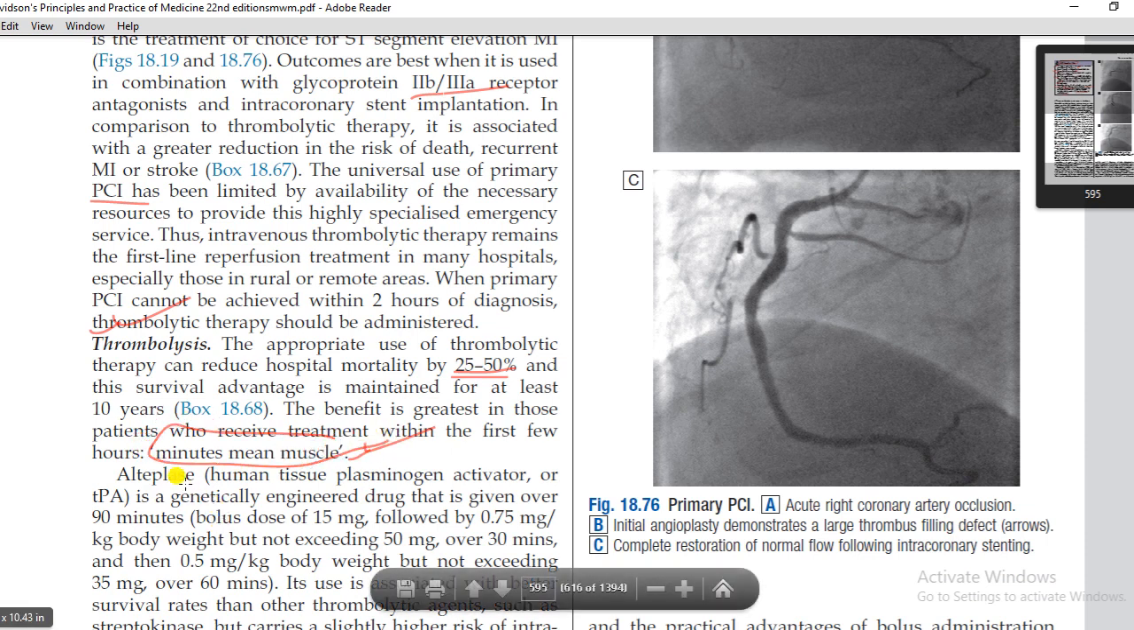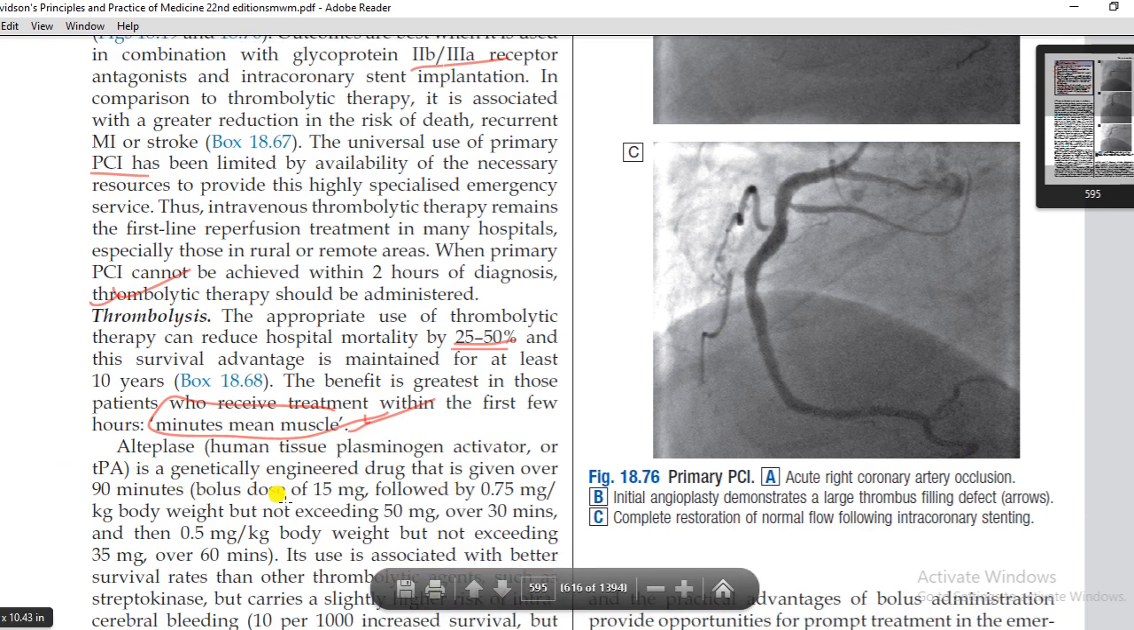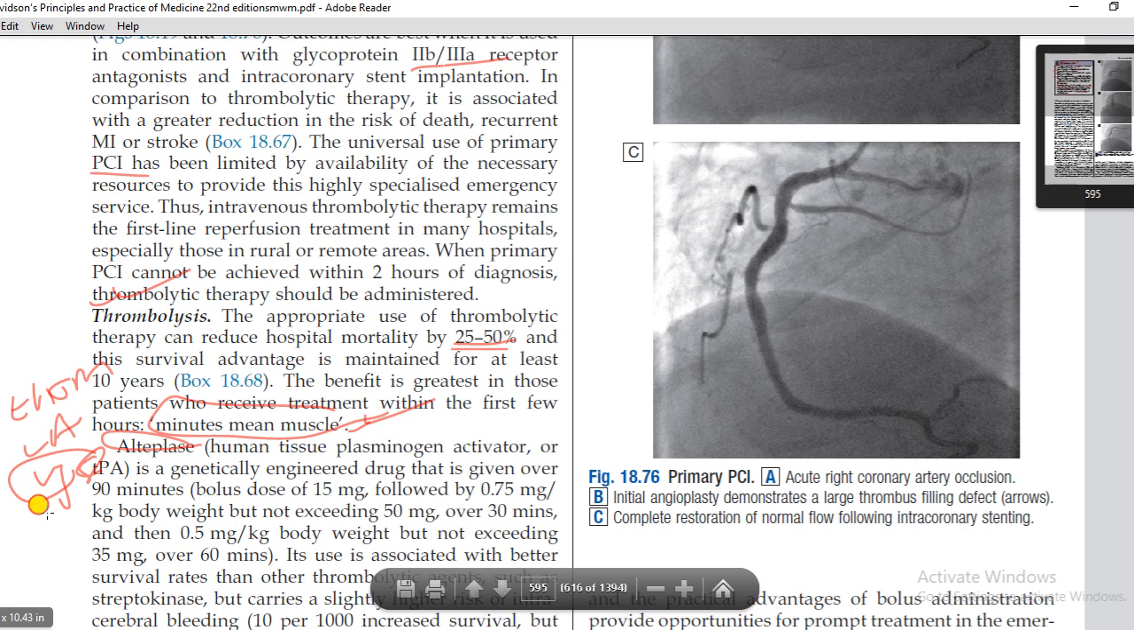Alteplase, human tissue plasminogen activator or tPA, is a genetically engineered drug that is given over 90 minutes for the purpose of thrombolytic therapy. Thrombolytic means if there is any formation of thrombus in the coronary artery, then it lyses it, which means it destroys the thrombus. So alteplase can be given. It is a genetically engineered drug that is given over 90 minutes.